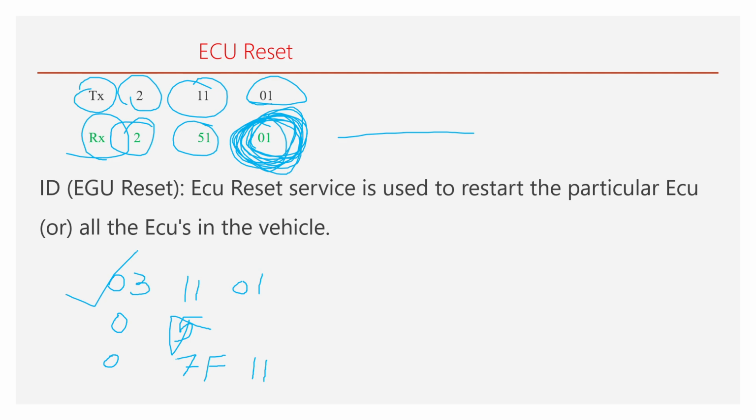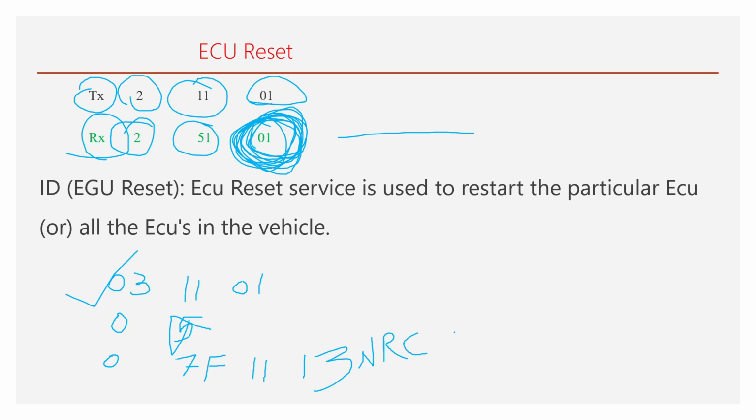Can you tell me in the message box which NRC we will get here? Here we will get 13 or 12. Which NRC will we get? If you give the wrong DLC, which NRC will we get? 13 NRC. See here, we will get 13 NRC. So incorrect message length. What does 13 NRC mean? Incorrect message length.